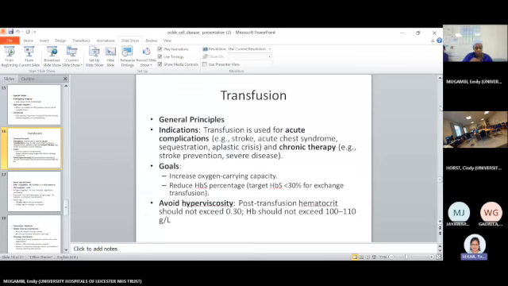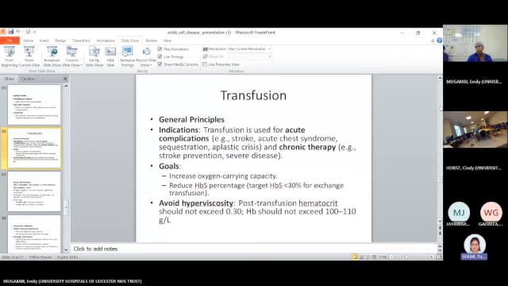Okay, when it comes to transfusion, what do we mean by transfusion? Transfusion can be just a top-up transfusion where you just give blood, which still reduces the HbS, or you can do what you call an exchange transfusion, which I'll speak about.